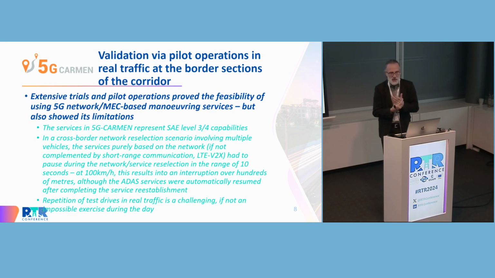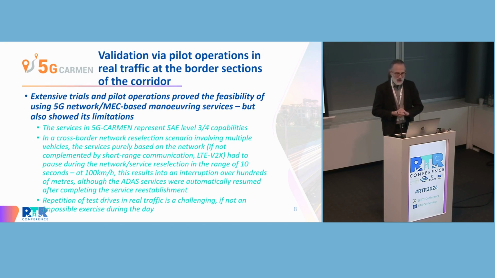The validation was done by pilot operations in real traffic environments at border sections of a corridor. They were pretty extensive, as said, between Italy and Austria, or Austria and Italy in that regard, and between Austria and Germany, back and forth in that regard. These services, which we trialed, represent SAE level 3, level 4 capabilities. However, the vehicles themselves did not execute these maneuvers automatically. We would just say the actuation was still done by human drivers. That was to avoid the complexity of getting permissions and clearance for doing this in real traffic environments.